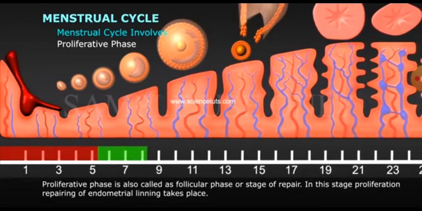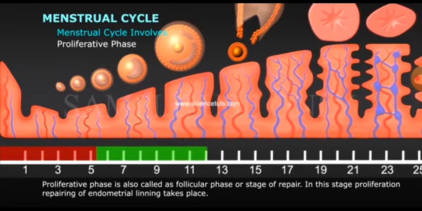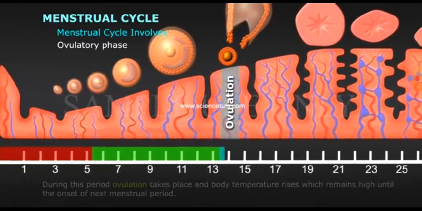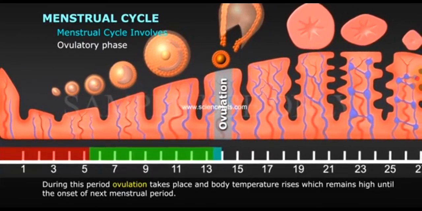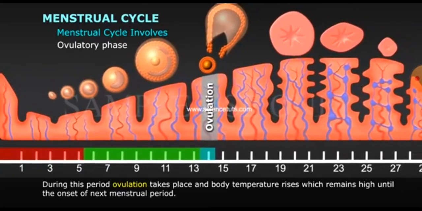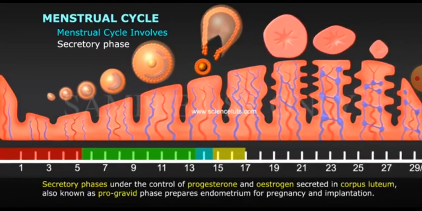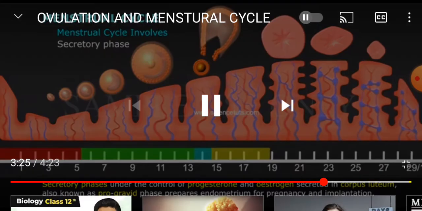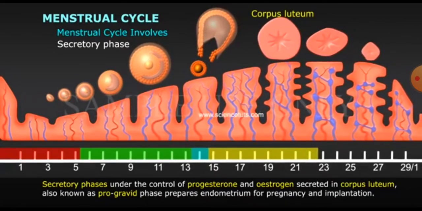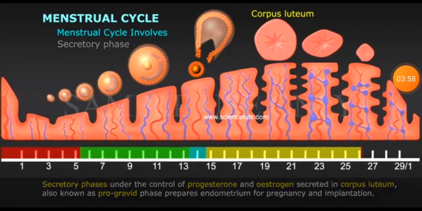Proliferative phase is also called as follicular phase or stage of repair. In this stage, proliferation repairing of endometrial lining takes place. Ovulatory phase. During this period, ovulation takes place and body temperature rises, which remains high until the onset of next menstrual period. Secretory phase. Secretory phase is under the control of progesterone and estrogen secreted in corpus luteum, also known as progravid phase. Prepares endometrium for pregnancy and implantation.